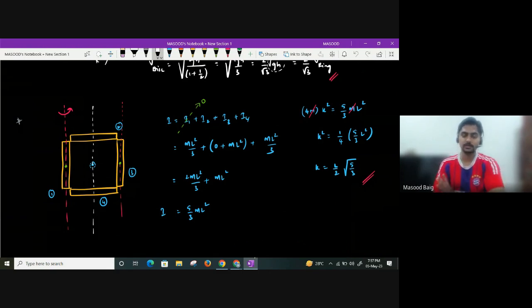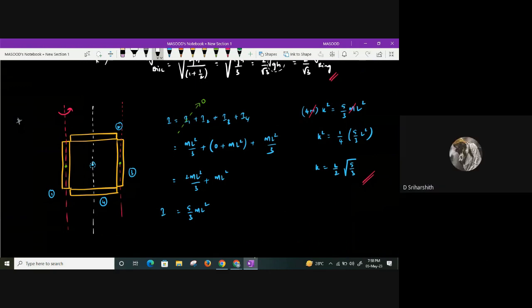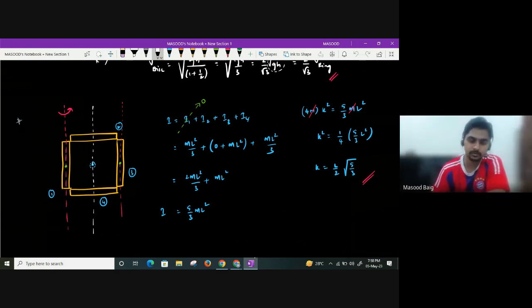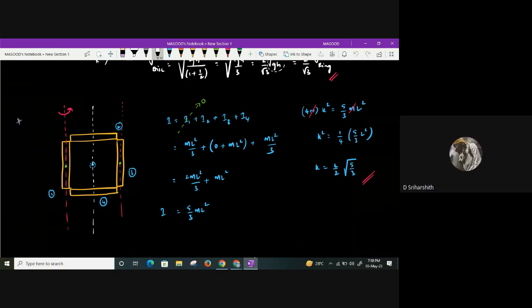I didn't understand what doubt you had here. Generally, for a circular disc perpendicular to the plane, it is MR square by 2. In the plane, about a diameter, it will be MR square by 4. Okay, that's not a problem. But for a rod also, if you say ML square by 12, then in the plane it is ML square by 24.